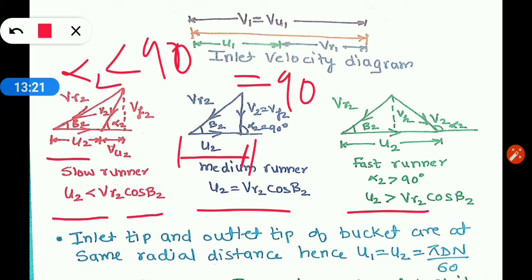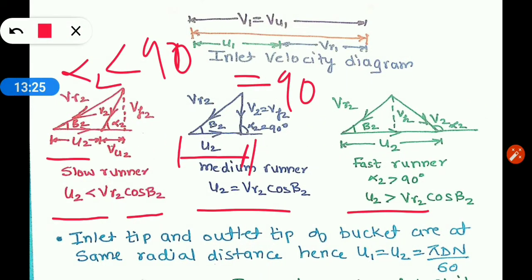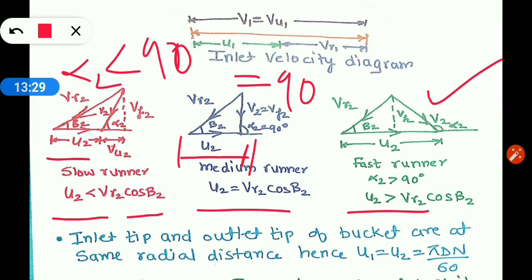The third possibility, which we have drawn in the last slide, is that alpha 2 is greater than 90 degree. So this is that condition. This is known as a fast runner, and here U2 is greater than VR2 cos beta 2. So these are the three possibilities.